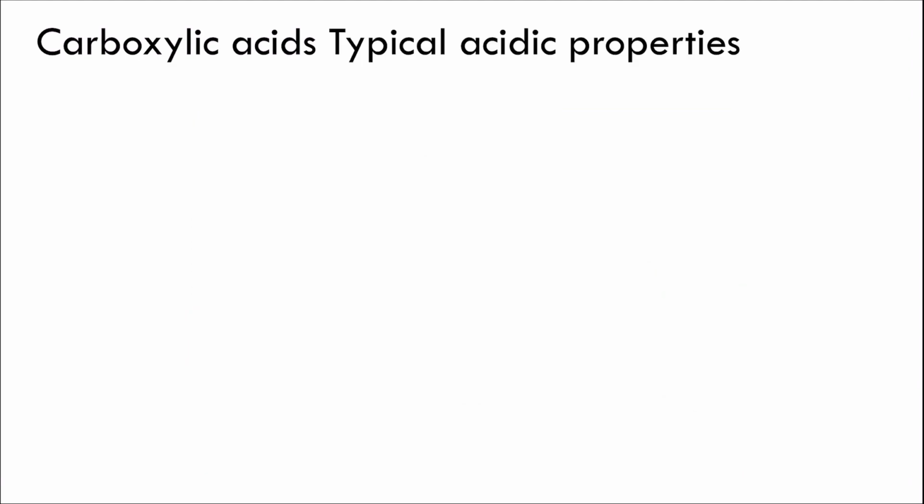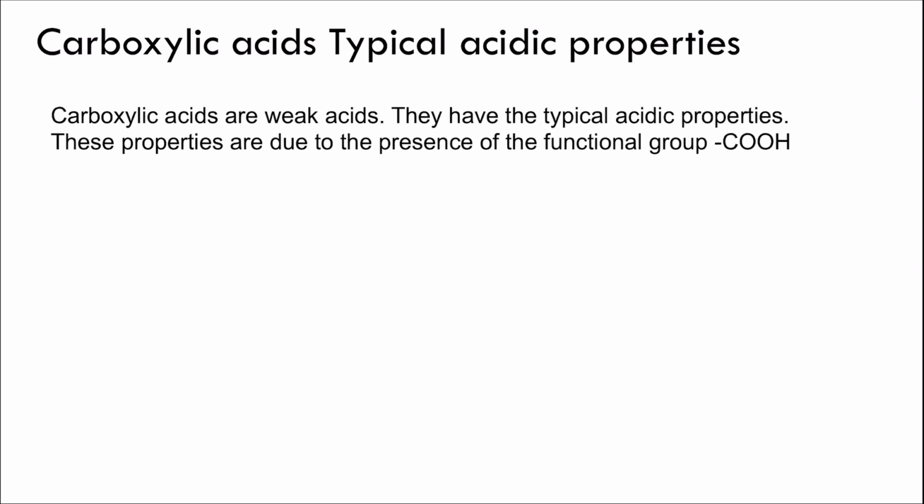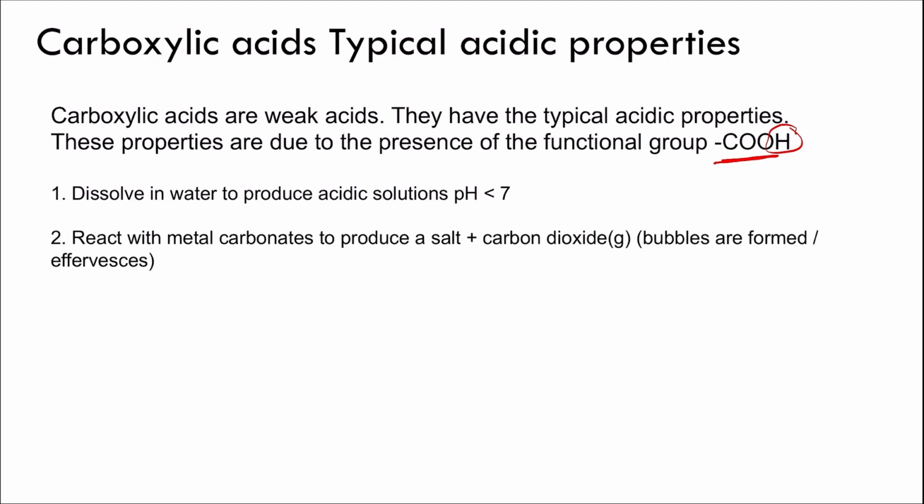Carboxylic acids are typical acids. They have typical acidic properties. So they are weak acids and they have typical acid properties due to the presence of the carboxylic acid group, which is COOH, because the hydrogen here is acidic hydrogen. So they dissolve in water to produce acidic solution with pH less than 7. They react with metal carbonate to give you salt and carbon dioxide gas, which can be identified as bubbles or effervescence.